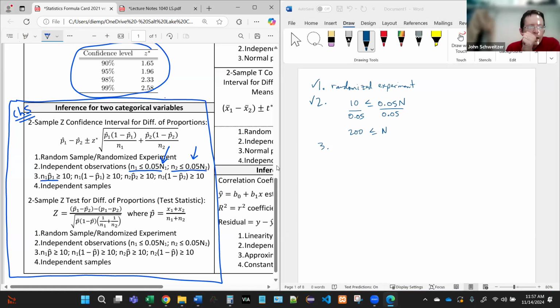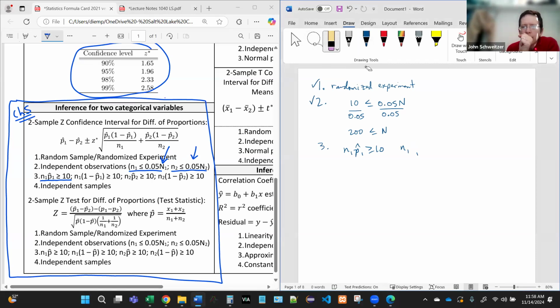The third requirement is that the samples are large enough. Okay, and the rule of thumb is as long as you have at least 10 successes and at least 10 failures, you should be good. It should be large enough for the central limit theorem to work. Okay, so we have to check two things. N1 P1 hat has got to be greater than or equal to 10, and then N1 times 1 minus P1 hat also has to be at least 10.